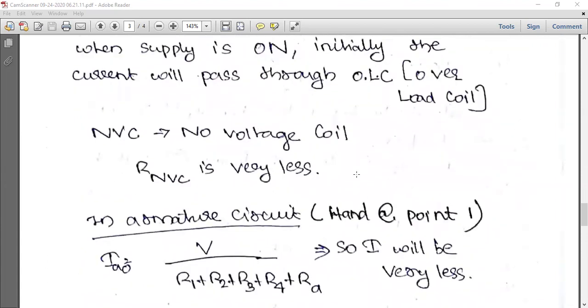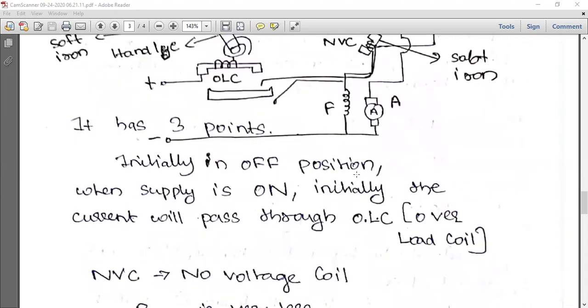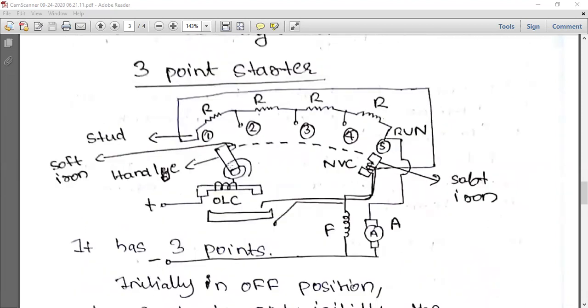So in the armature circuit, initially the handle will be at position 1. Check the figure. When the handle is at position 1, the current coming will go like this, and it will go through the field winding. But our requirement is to reduce or restrict the armature current. So all these resistances will come in the armature path, and the current will go to the armature.